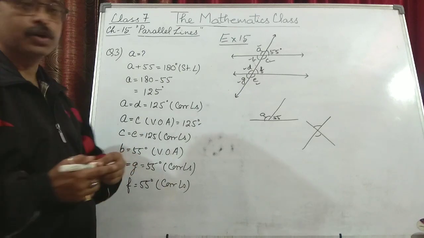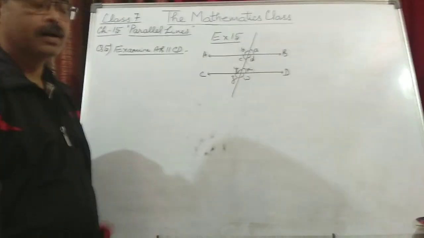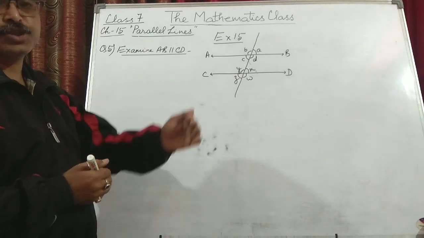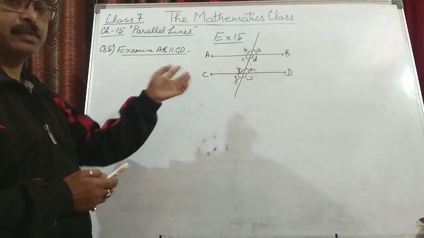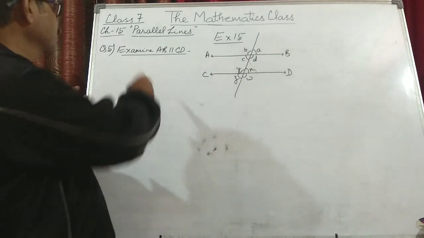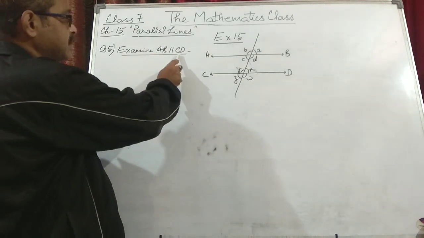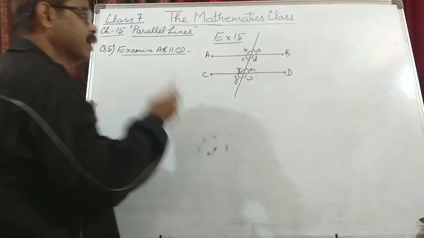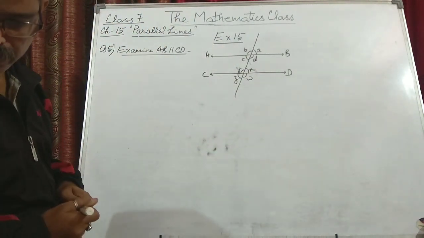Now we move on to the next question. The next question I am taking is question number 5. This is based on the converse that has been explained just now. In this you have to examine whether AB and CD are parallel. AB is given and CD is given. You have to check whether they are parallel or not.